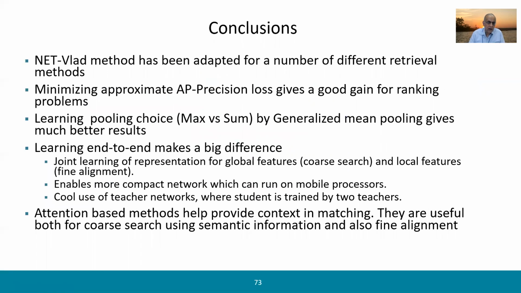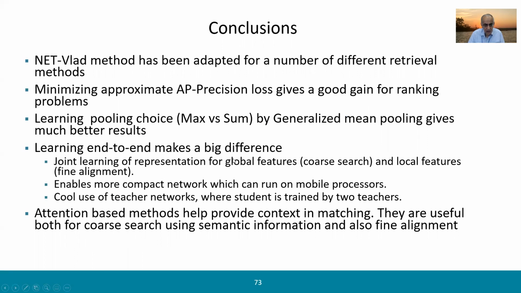So to conclude, I went through techniques for both coarse search and fine alignment. NetVLAD has been a very influential technique, and you'll see it is also used a lot in the subsequent talks. Minimizing AP gives a good gain for ranking problems as compared to triplet or Siamese networks. Learning the pooling choice versus committing to max or sum, learning pooling for generalized mean, gives much better results. Learning end-to-end makes a big difference, and that's, of course, what deep learning is all about.